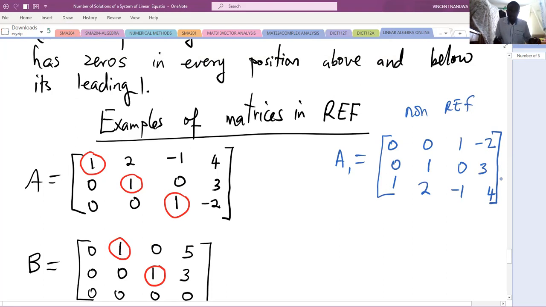This matrix is not in row echelon form because, you see, these are the leading ones in each row. And if you compare the first row and the second row, the leading one of the upper row is to the right of the leading one of the row at the bottom, which is not the case. The leading one of the upper row must be to the left. So this positioning of the leading ones is what makes this one not be in row echelon form.